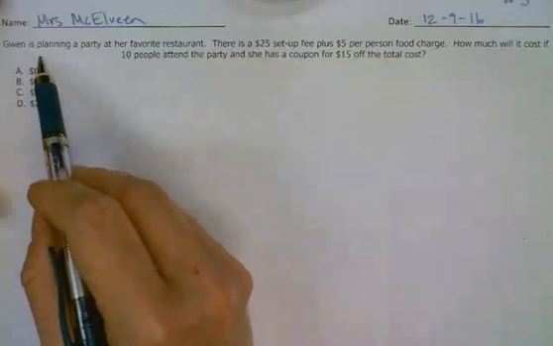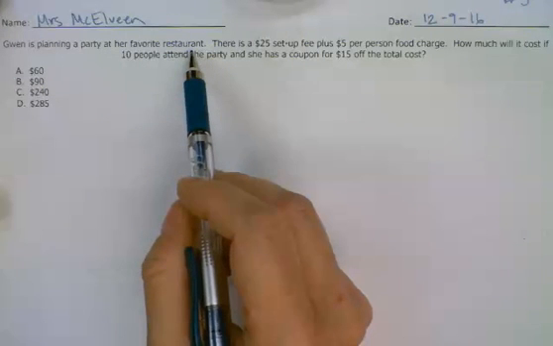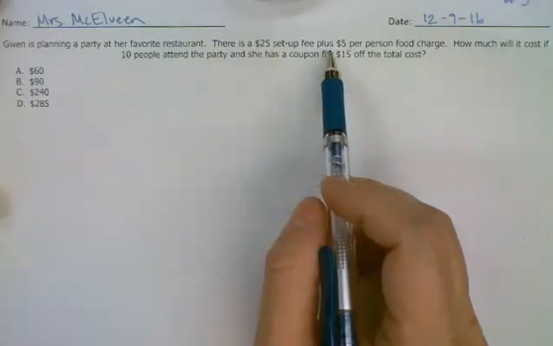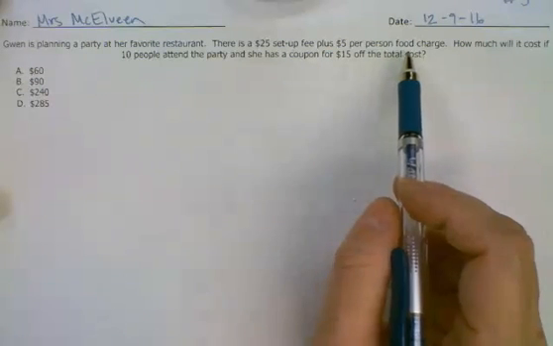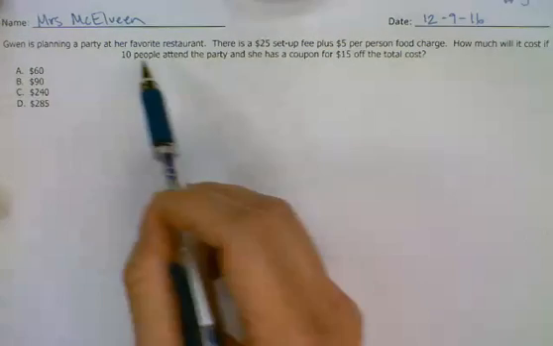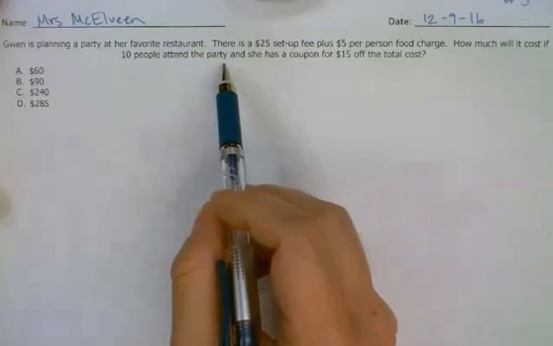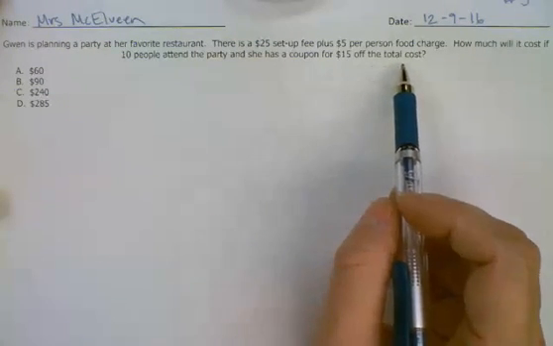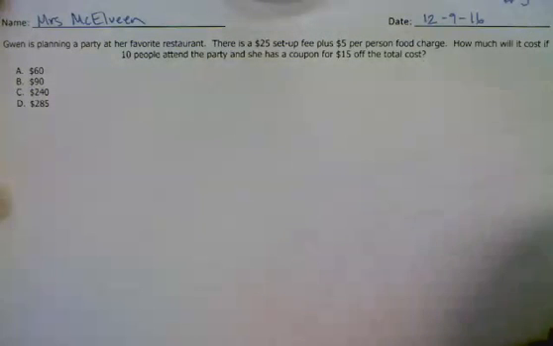Gwen is planning a party at her favorite restaurant. There is a $25 setup fee plus $5 per person food charge. How much will it cost if 10 people attend the party and she has a coupon for $15 off the total cost? I'll read it a second time to help with my thinking.